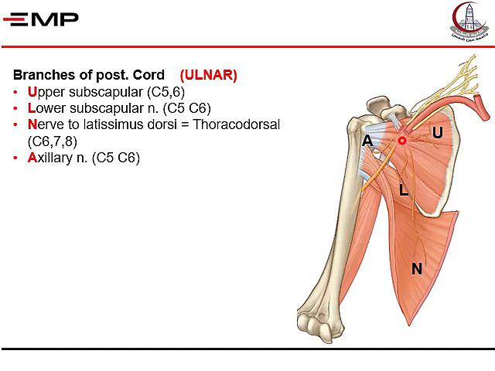The two terminal branches are: the A is the axillary nerve or circumflex nerve, and the R is the largest branch, the continuation of the posterior cord, which is the radial nerve.